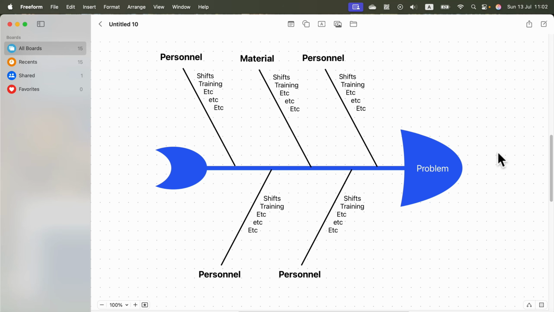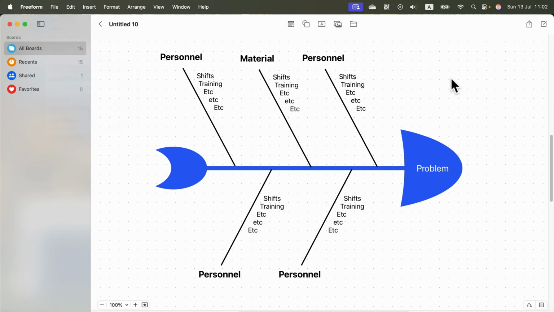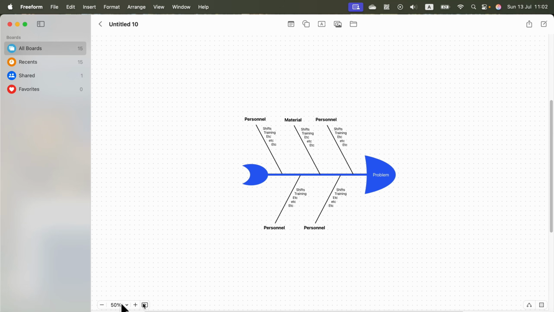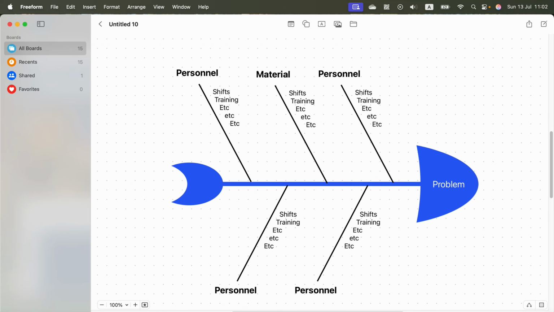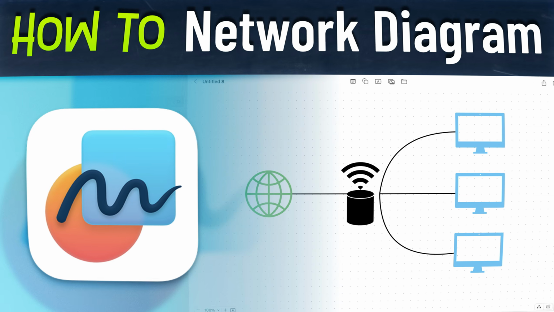I hope this was helpful. Remember, you can always click File and export this board as PDF, or you can snap a quick screenshot of it, and the zoom level matters. If I zoom out, I will have a lot of white area around my diagram, so don't forget to zoom in exactly to the view you like, and then export this as your PDF.